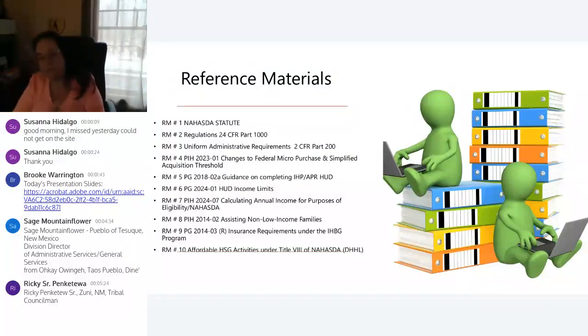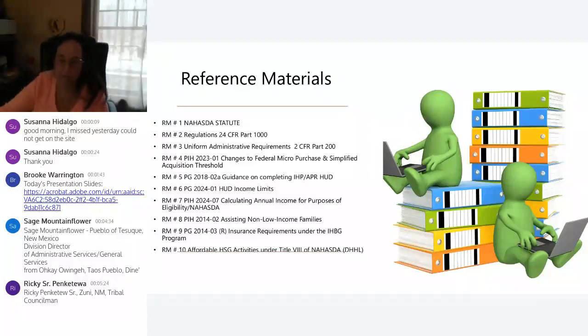So the reference materials that she talked about, the NAHASDA statute is the first one. The second one is the regulations at 1,000, and then the uniform administrative requirements are the third. The income limits, calculating annual income for purposes of eligibility, and assisting non-low-income families 6, 7, and 8. You need those, and somebody needs to have those when you're charging anybody rent and when you're working with your A&O policy and things like that. That is the guidance that you need to be able to do that.